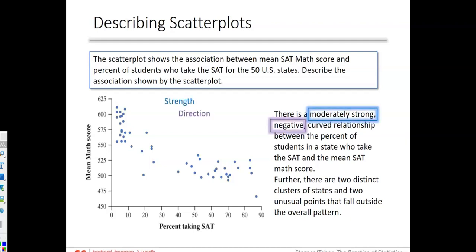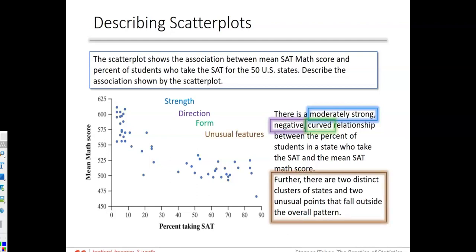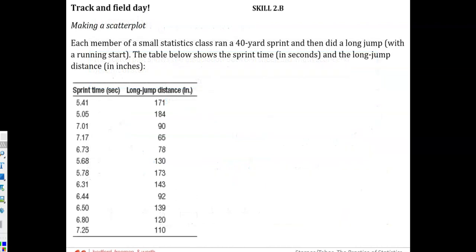So strength, moderately strong. Direction is negative. Nonlinear or curved, I'd accept either one. I prefer nonlinear. And then there's two distinct clusters of points, and there seem to be 2 points that do fall outside of that. So let's try a couple. So let's learn how to do this in your calculator.